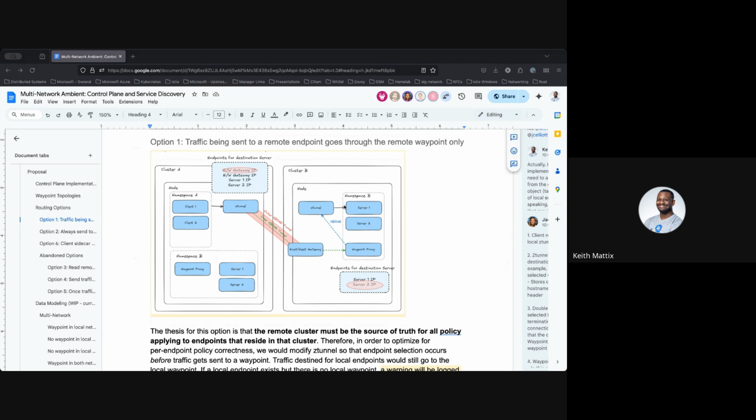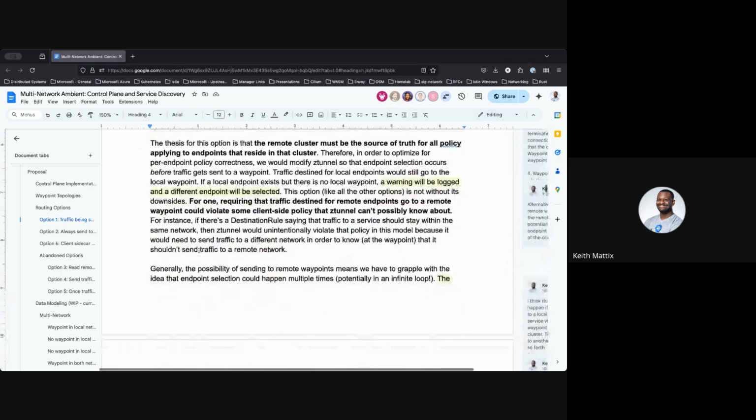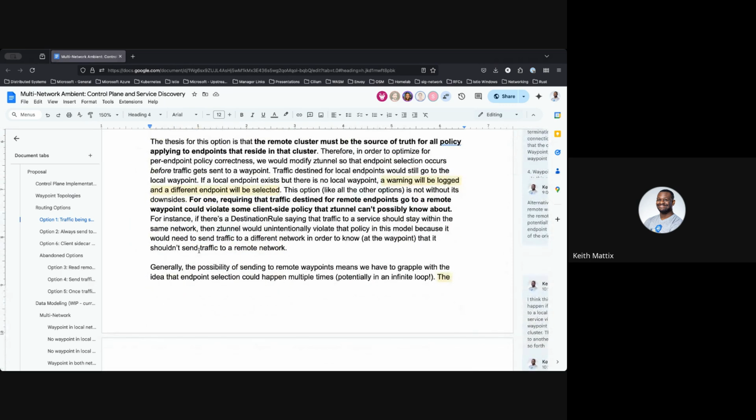And this is a change today. In the Z-tunnel implementation today, if the Z-tunnel sees that there is a waypoint for the service that it's trying to send to, it stops everything else and just sends to the waypoint with a cluster bit. Then that's the end of the Z-tunnel processing. Option 1 changes that, and we delay the waypoint traversal until after the Z-tunnel has picked an endpoint.